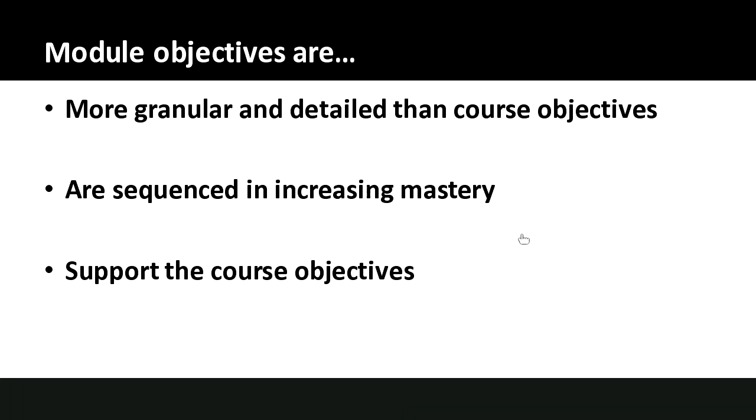The modules are often sequenced for increasing levels of mastery. So you might start with the building blocks that are going to increase over the time of the course until they can master those course level objectives. But they really need to support those course objectives because that's what it's all about. You're doing all this in order for the students, again, to be successful by the end of the course, to be able to do different things.